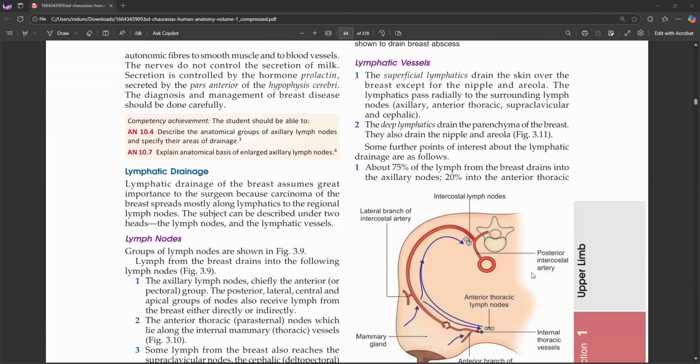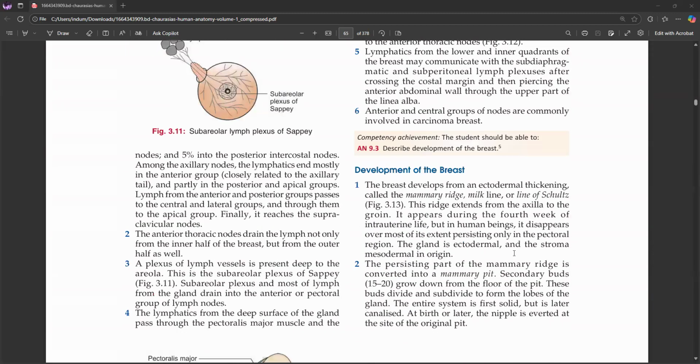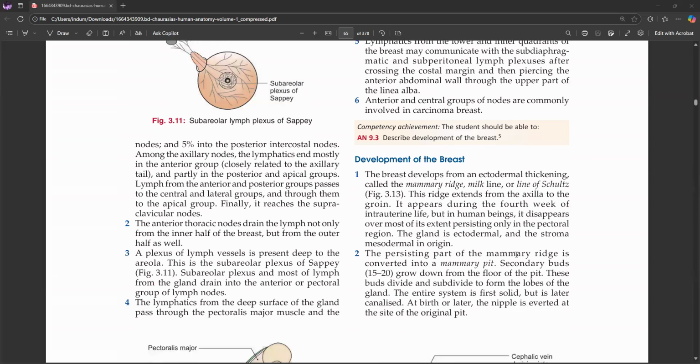Some further points of interest about the lymphatic drainage are as follows. Number 1. About 75% of the lymph from the breast drains into the axillary nodes, 20% into the anterior thoracic nodes, and 5% into the posterior intercostal nodes. Among the axillary nodes, the lymphatics end mostly in the anterior group and partly in the posterior and apical groups. Lymph from the anterior and posterior groups passes to the central and lateral groups and through them to the apical group. Finally, it reaches the supraclavicular nodes.